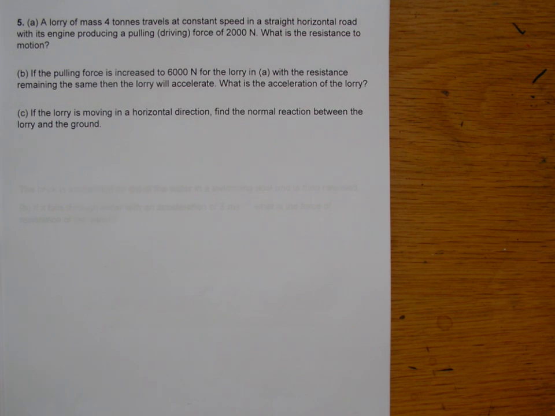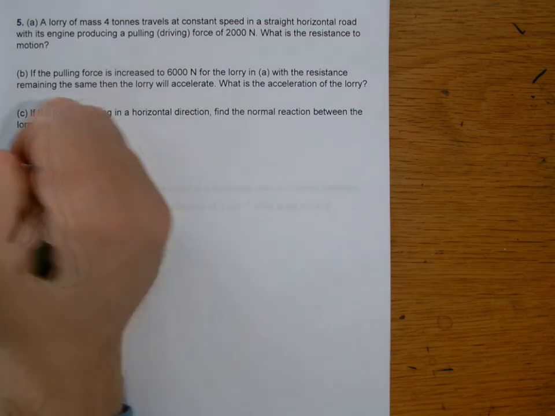Okay, so a lorry of mass 4 tons travels at a constant speed in a straight horizontal road with its engine producing a pulling or driving force of 2,000 newtons. What is the resistance to motion?